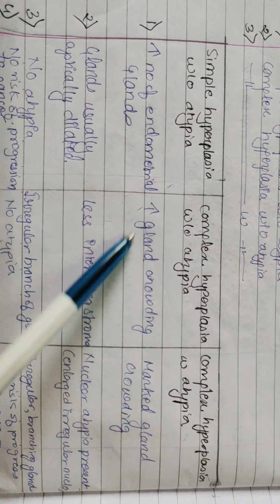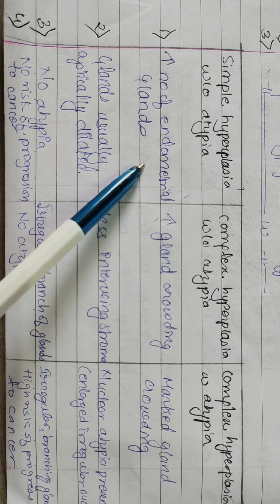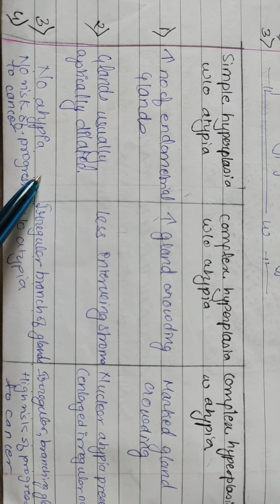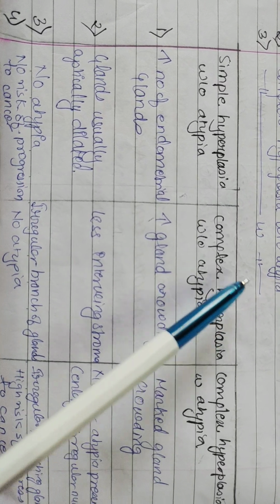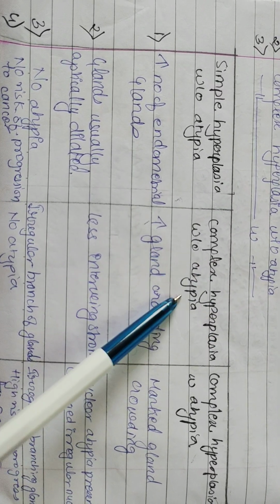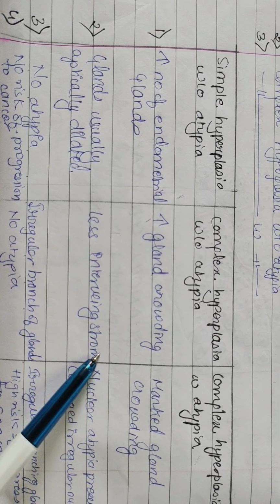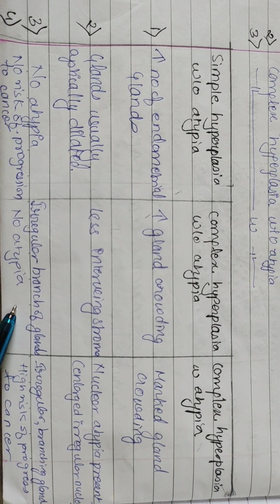Now the features of simple hyperplasia without atypia are an increased number of endometrial glands. Glands are usually cystically dilated, no atypia is present, and there is no risk of progression to cancer. Complex hyperplasia without atypia: increased gland crowding, less intervening stroma, irregular branching of glands are present, and no atypia.